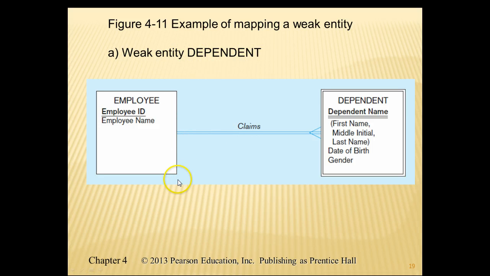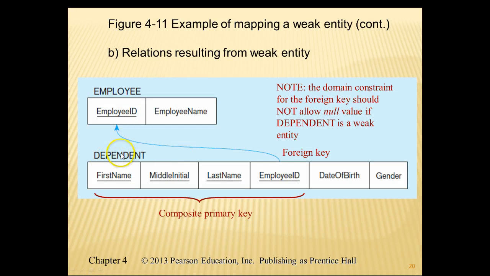This is kind of similar when we are mapping weak entities into relations. So let's take a look at this. We have an employee with their dependents, and notice that the dependent has a dependent name that is a composite of first name, middle name, last name, and date of birth. I'm sorry, first name, middle name, and last name is the composite, and that turns into the dependent with the primary key being a composite of first name, middle initial, last name, and the employee ID of the employee that they're a dependent of.